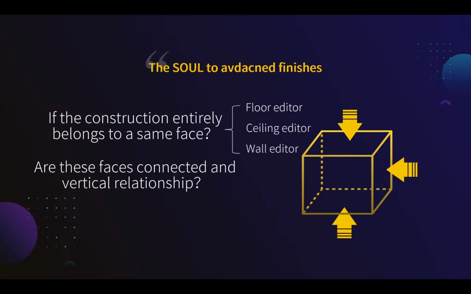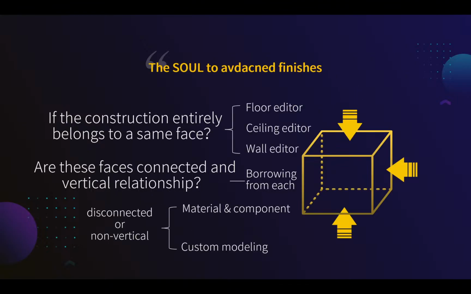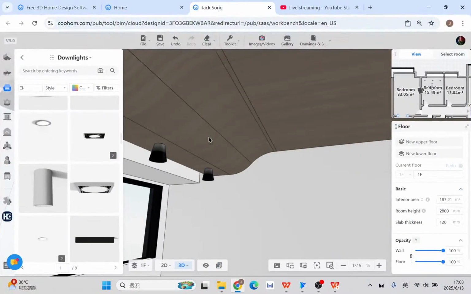So actually, the entire logic, the soul to advance the finished topic always lies here finally. For example, does the construction entirely belong to the same surface, floor, ceiling, wall? That's the basic you learn, right? And the second, if it is not, can we borrow? For example, the faces can connect and it's a vertical relationship. For example, this one, this is on the vertical, right? According to the wall sessions, when you can do it, you can draw.